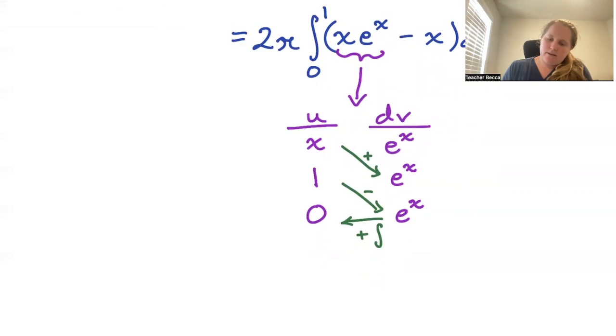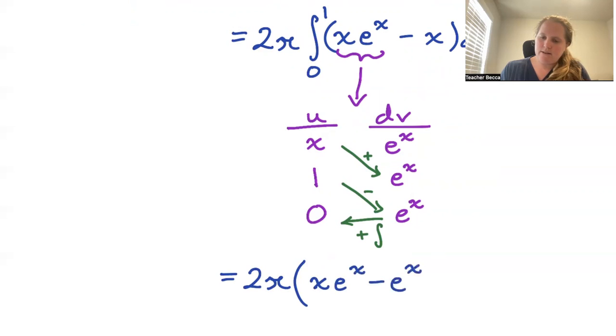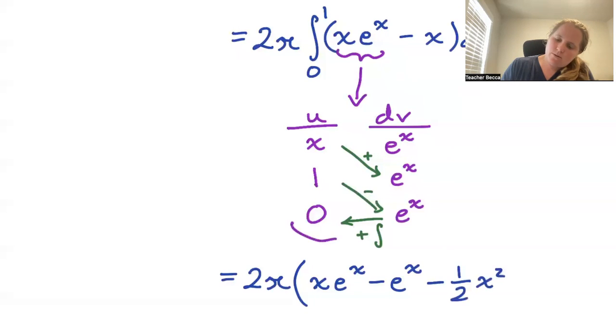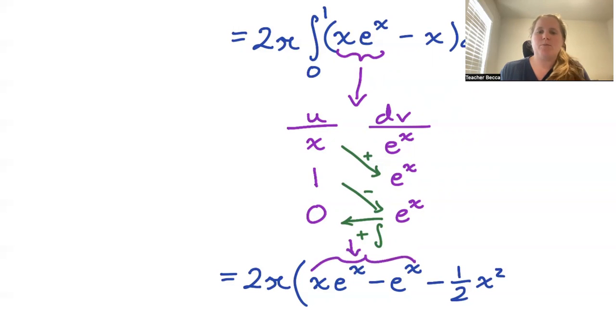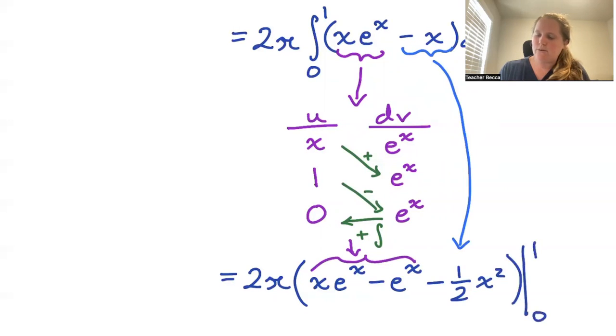So we are looking at 2 pi times, we have x e to the x minus e to the x. And then the integral of minus x is minus 1/2 x squared. So the x e to the x minus e to the x came from my integration by parts. The minus x gave me that minus 1/2 x squared. Then we are evaluating this at 0 and 1.